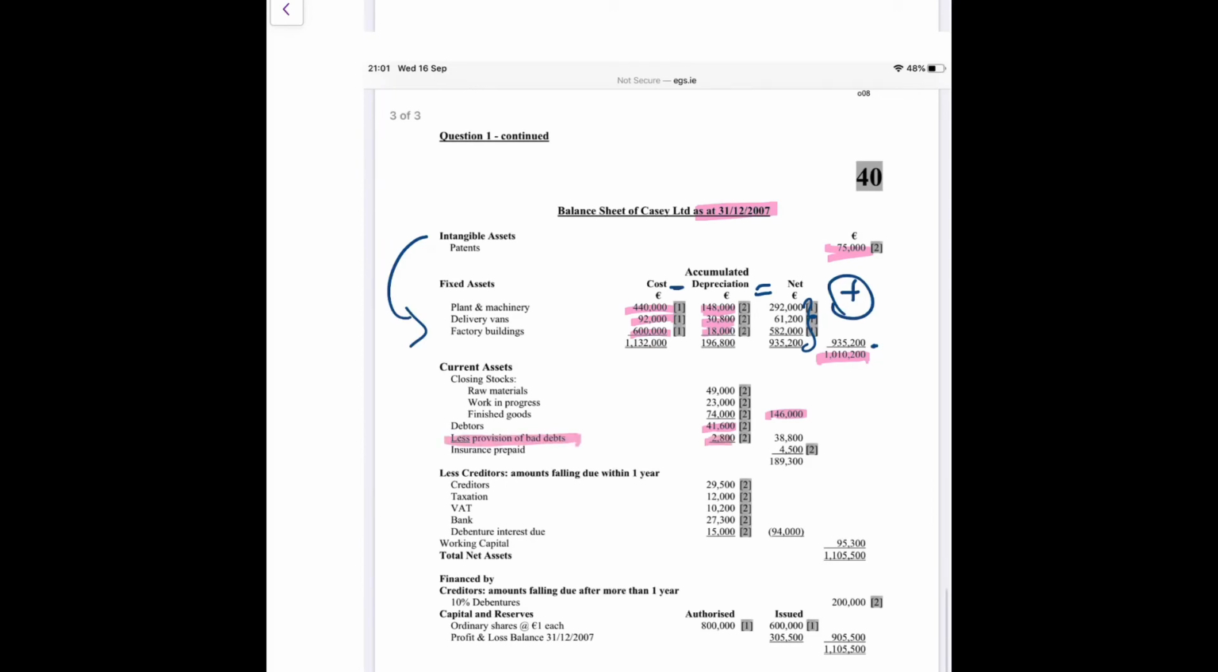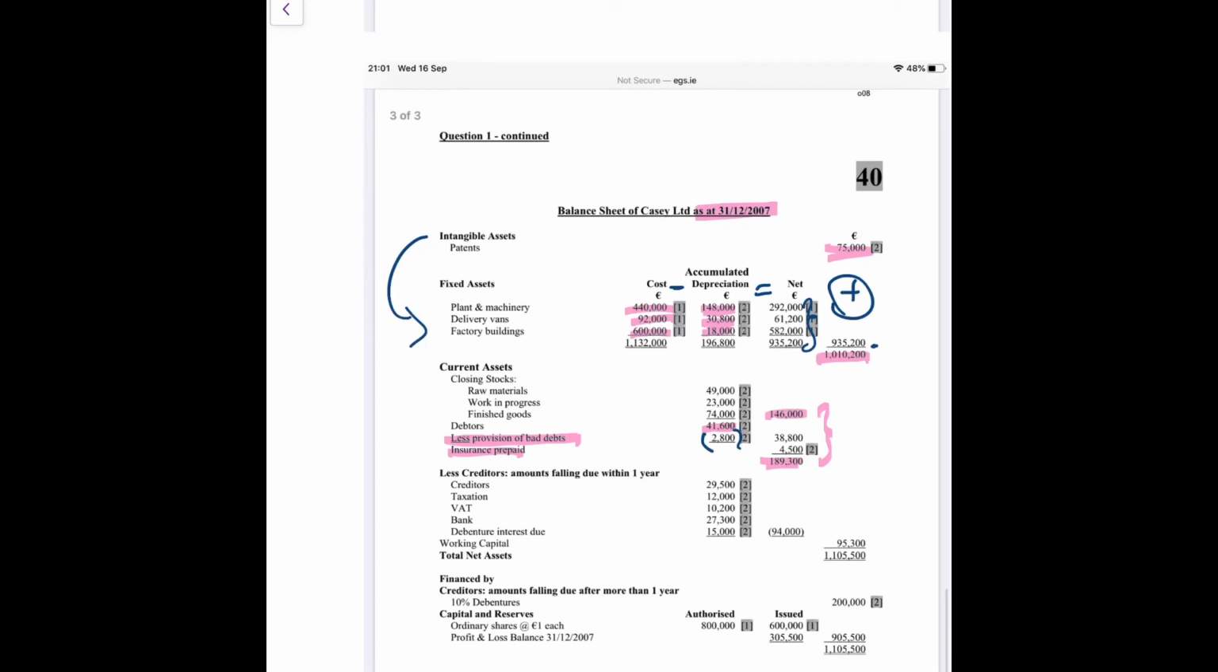And you're subtracting that. So I'll just put brackets around that for you, okay? So it's your 41,600 euro minus your 2,800, okay? You're subtracting that to get 38,800 euro. And then the only other current asset we have, these are the good things, insurance prepaid of 4,500, and that's coming from the workings, okay? And I'm adding those three together to give my total of 189,300 euro.